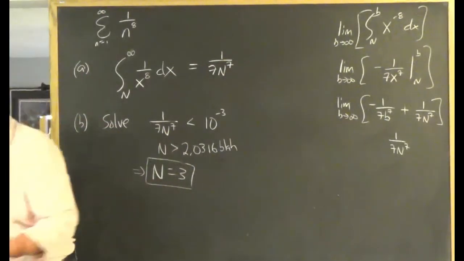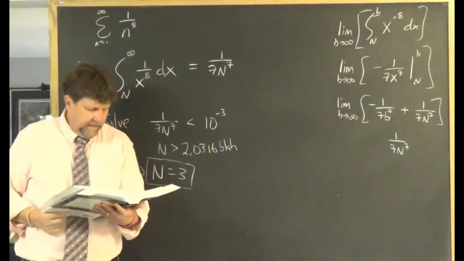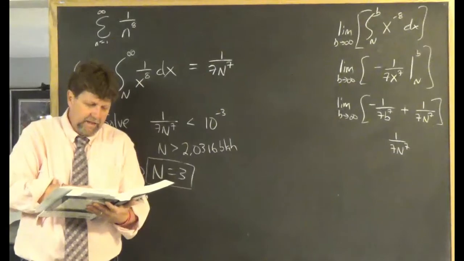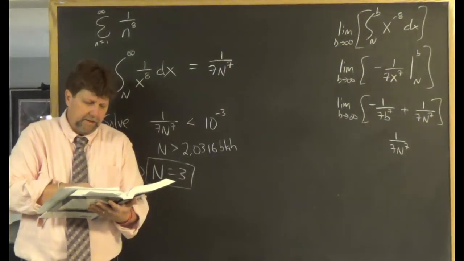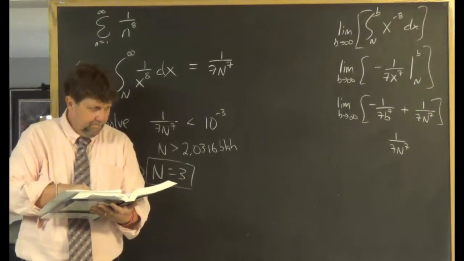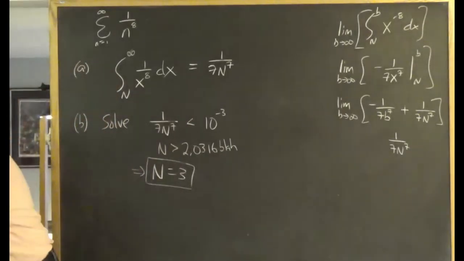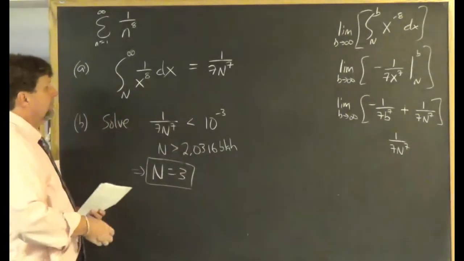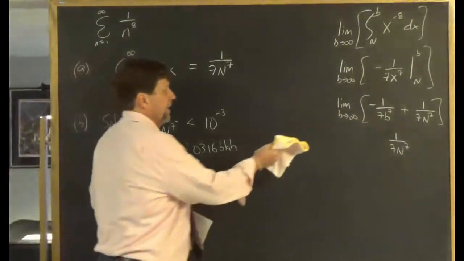All right, so let's look at part C. Part C, find the lower and upper bounds, L sub n and U sub n respectively, on the exact value of the series. Okay, so the lower bounds and upper bounds. Okay, I'm going to erase this.